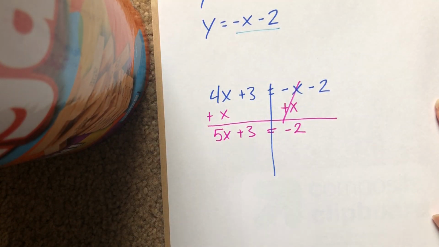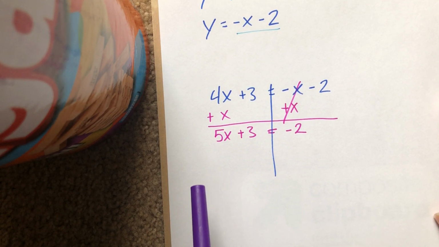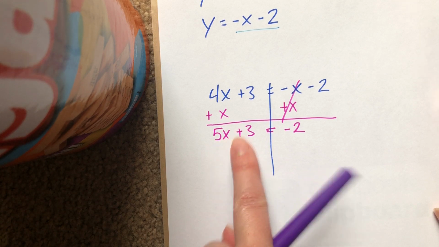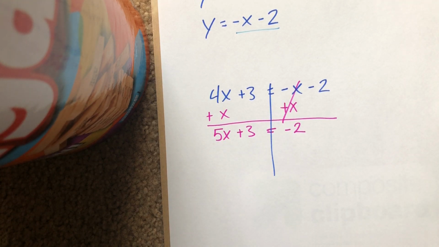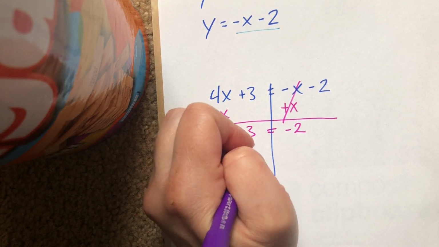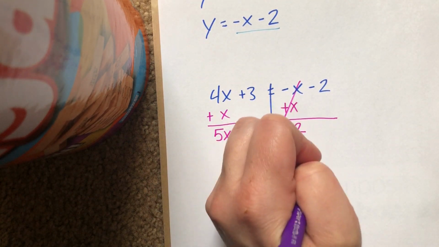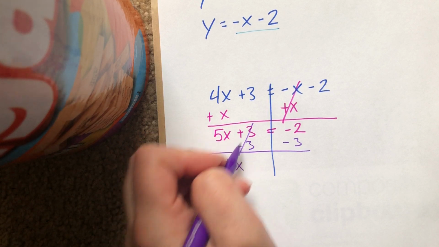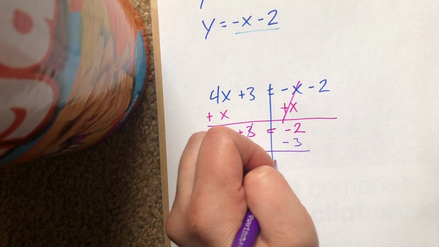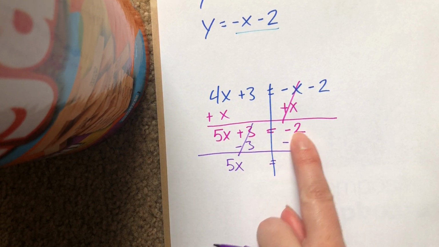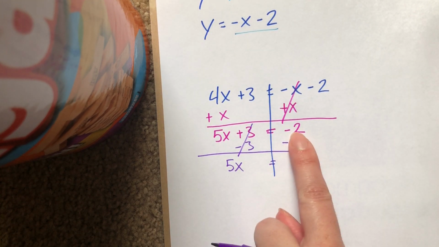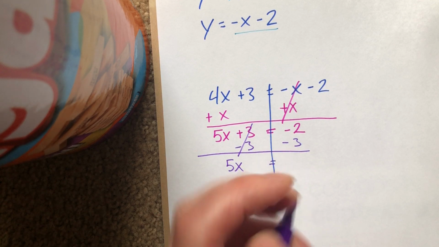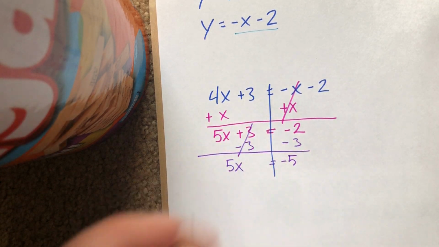All right, so now I'm trying to get variables on one side and numbers on the other. So I'm going to try and get this 3 out of the way, so I just have the x's over here. How do I undo positive 3? Well, I need to subtract 3. So I'll be subtracting 3 here. So now I'm going to bring down that 5x. 3 minus 3 is going to be 0. And then I have negative 2 minus 3 more. So I'm already at negative 2, and I need to go to the left on the number line 3 more. And so that's going to be negative 5.